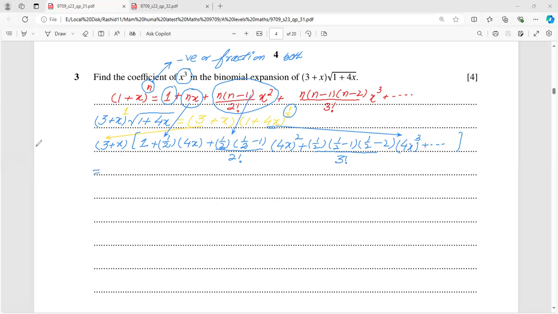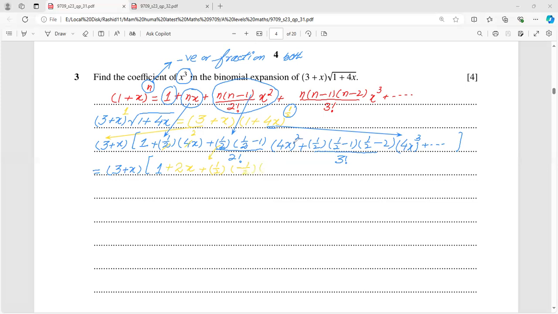What will I get? I will get 3 + x will remain as it is. No, you have to use the calculator a lot. 1 as it is. Now I will use the cancellation by this one. 2 1s are 2, 2 2s are 4. So I will get 1 plus 2x. Plus, now I have to multiply things. This 1 by 2 will remain as it is. What's the answer of 1 by 2 minus 1? We have to use the calculator. It becomes minus 1 by 2.